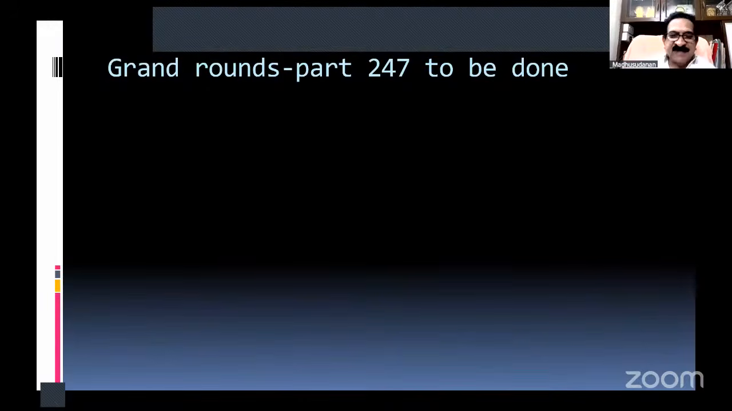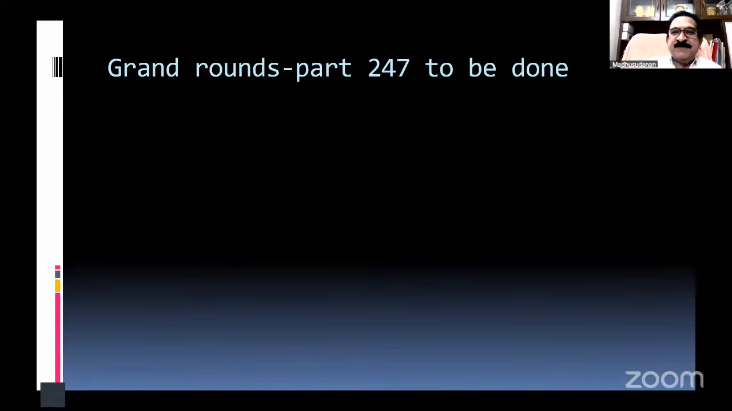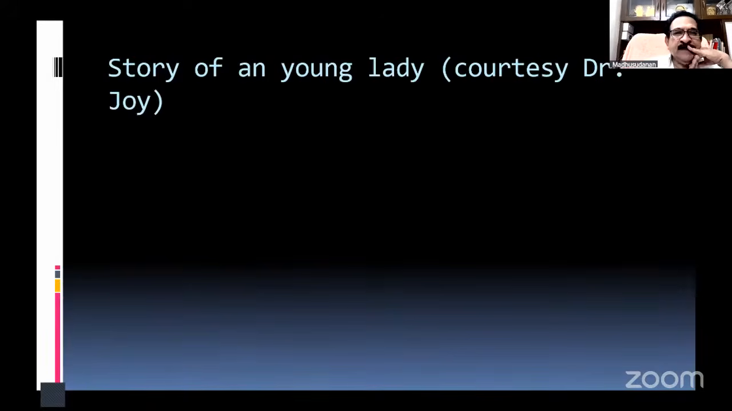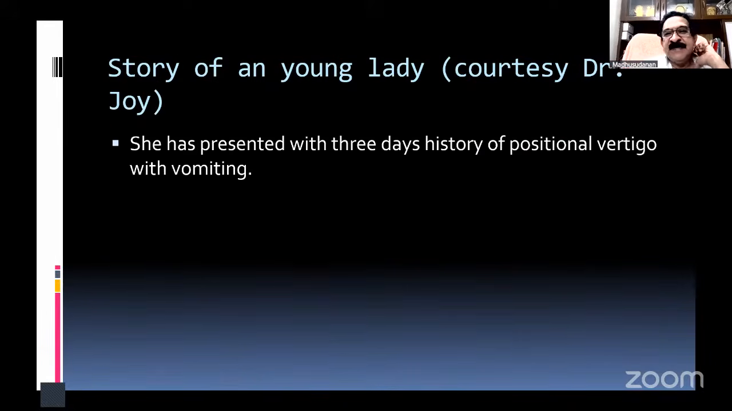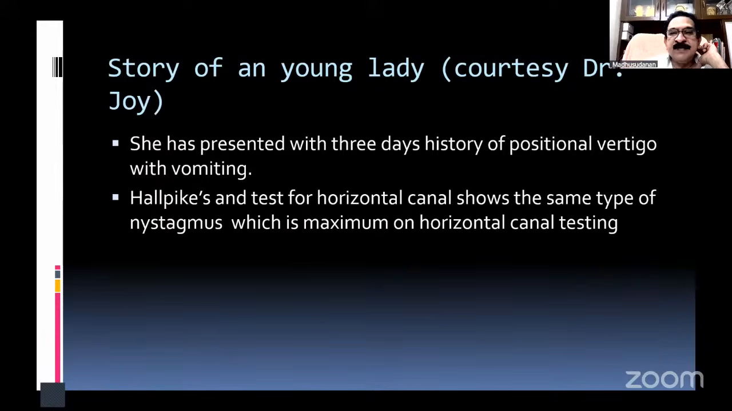Today I have two long cases and one case for a good discussion. Let me start with the first case, given by Dr. Joy. This is the story of a young lady who presented with a 3-day history of positional vertigo with vomiting. Hallpike's test and the test for the horizontal canal show the same type of nystagmus, which is maximum on horizontal canal testing. The case is short, but the discussion is long.